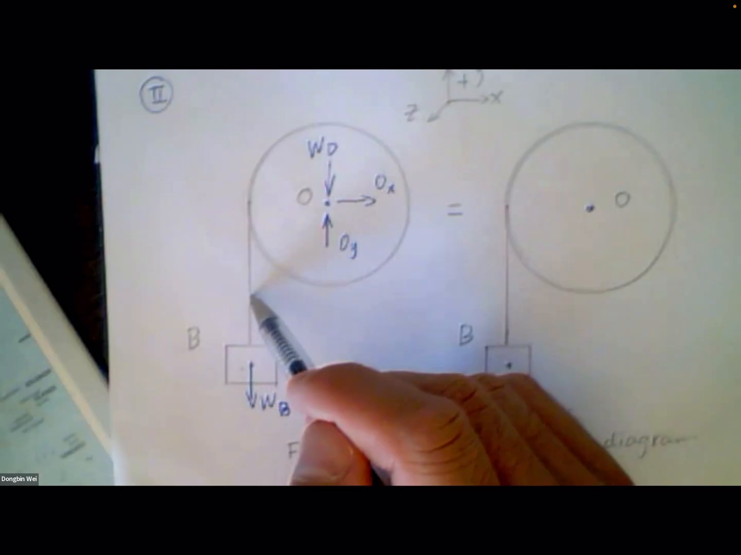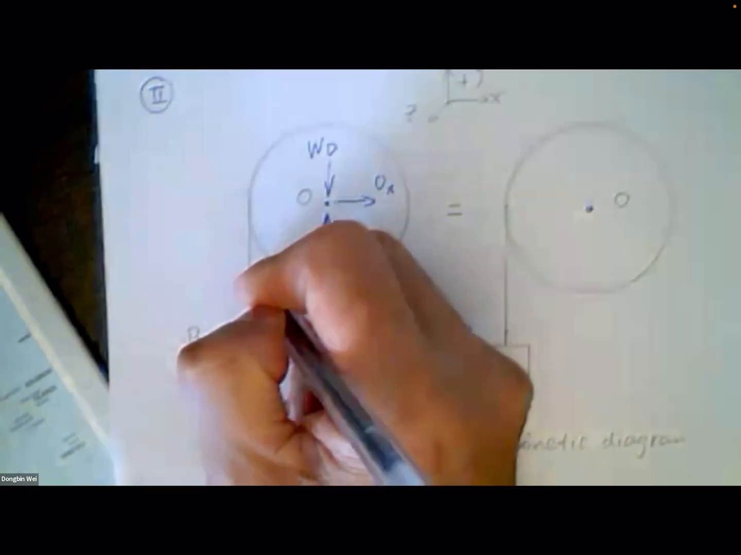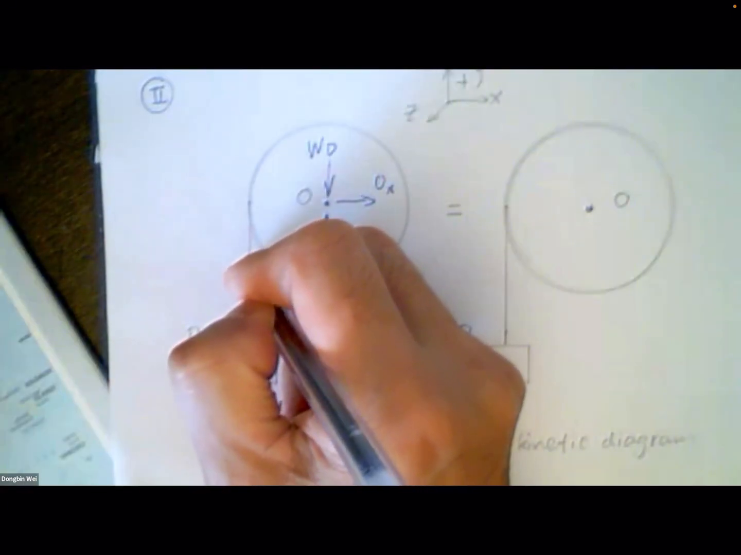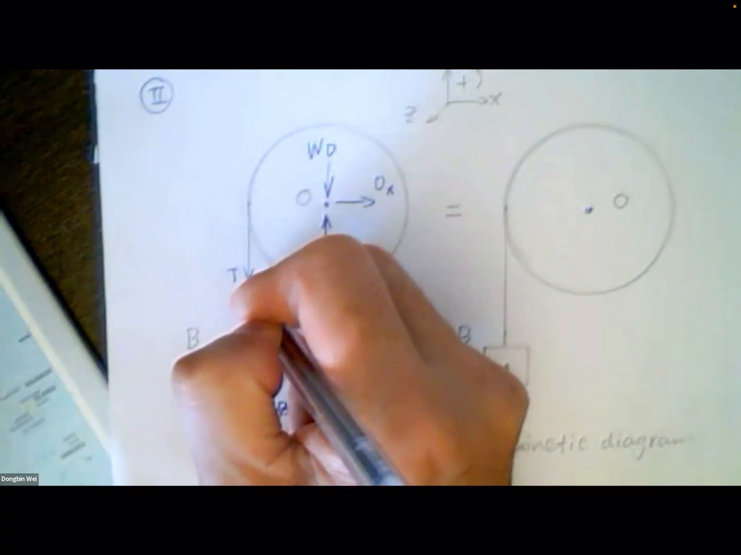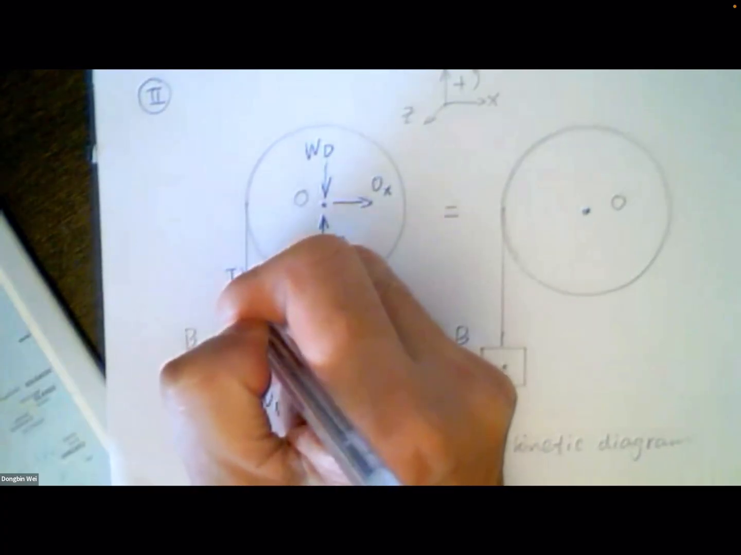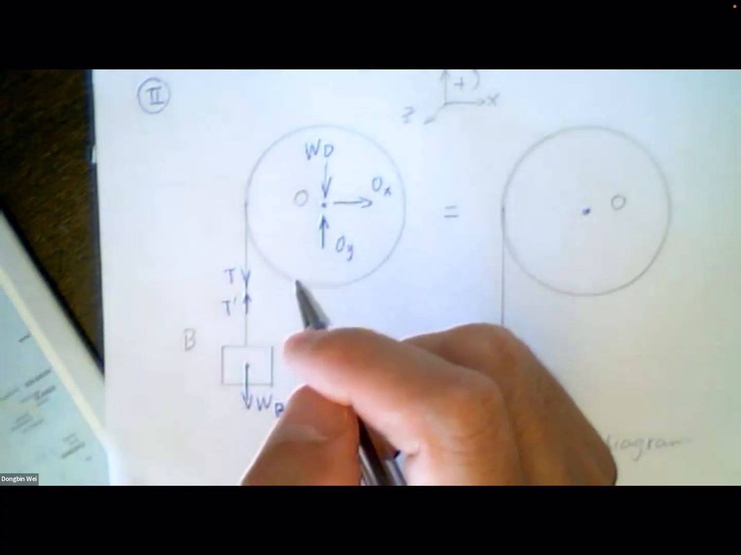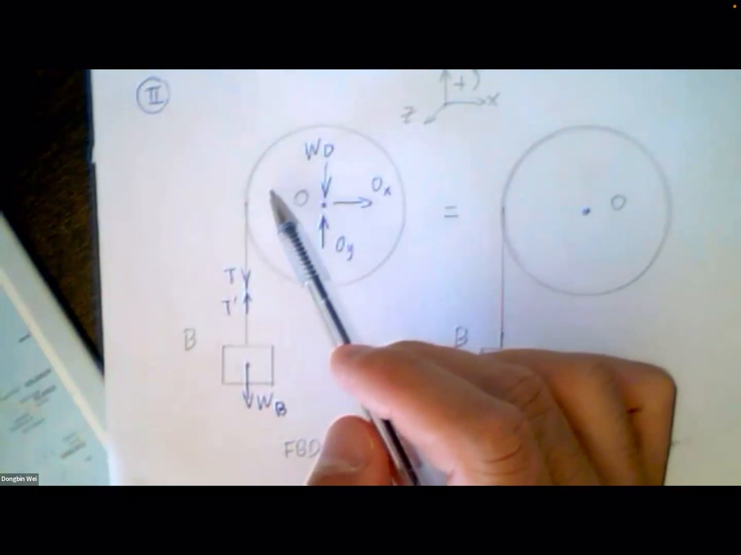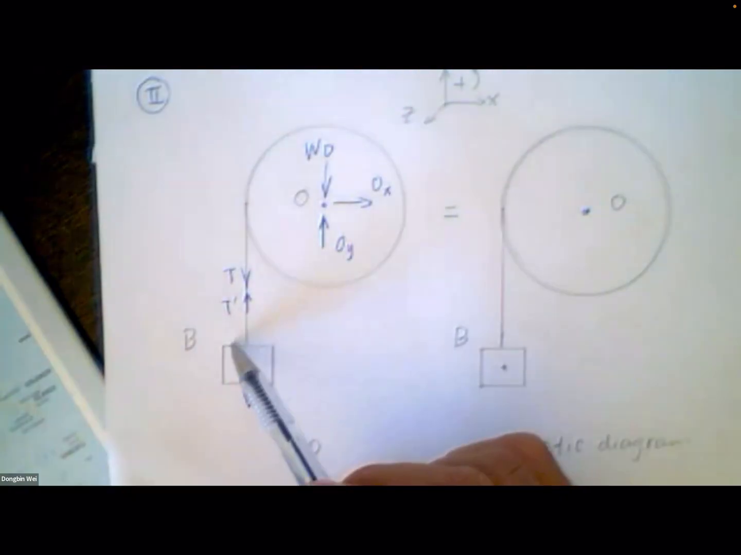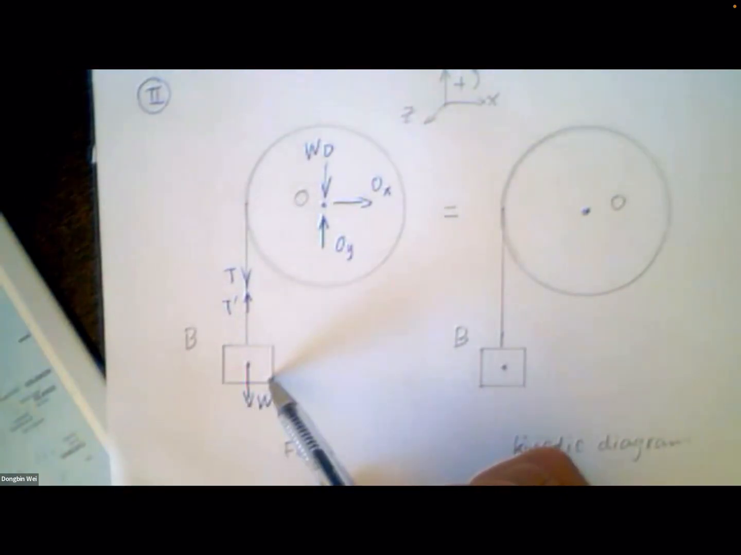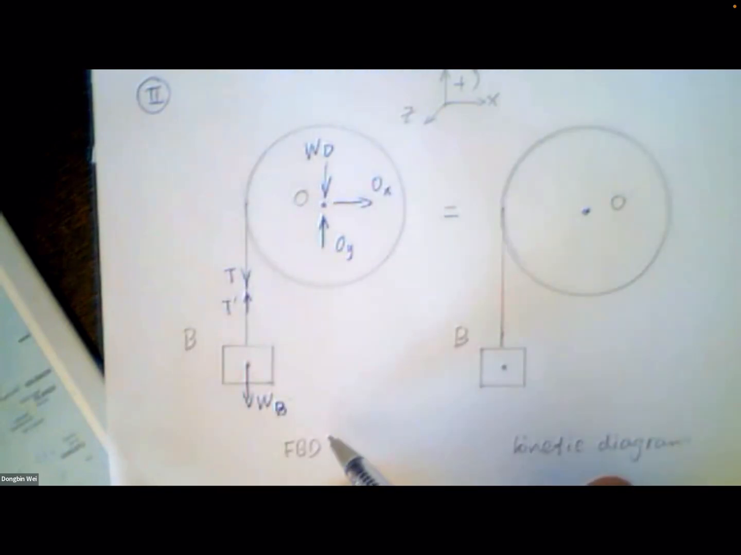The answer is no. Obviously, now in this one here, you have T and you have T prime. But we are considering this drum and this block in a system. And in this free body diagram, we only need to indicate all external forces.